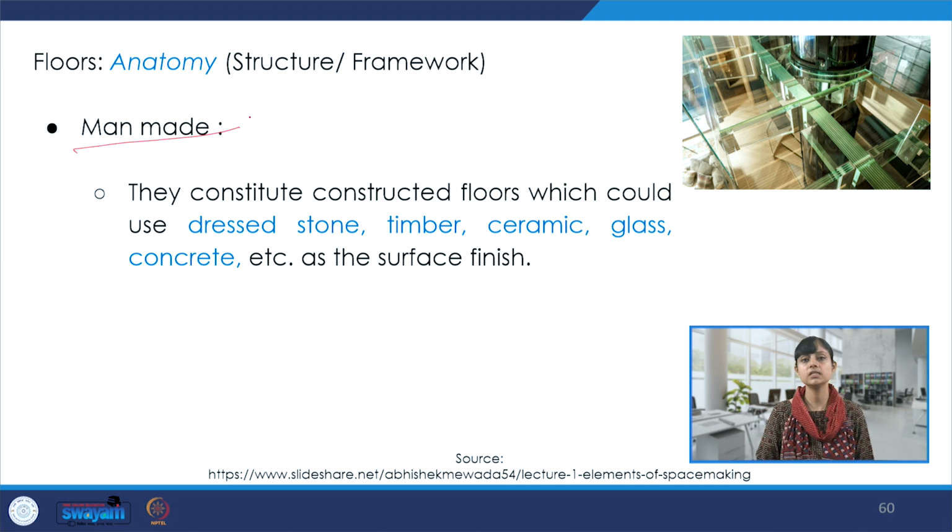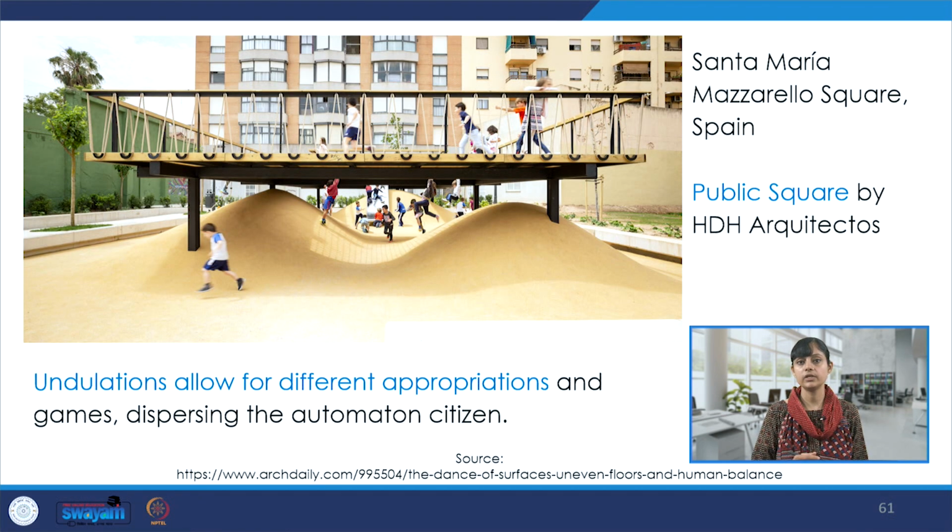Continuing with the man-made, we could use dressed stone, timber, ceramic, different materials like glass, concrete, even some composite materials, etc., and customized surface finishes could be created. Undulations allow for different appropriations, and we can think about this kind of floor treatment depending on what project we are creating the surface for. Especially when we talk about games or certain space demarcation mechanisms, we could use undulations as part of the design vocabulary.